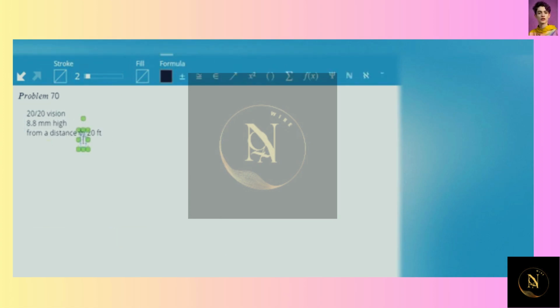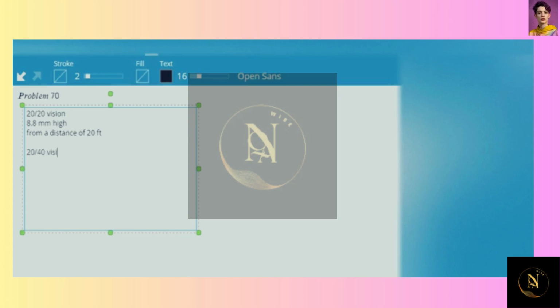So here we are. 20/40 vision means that if someone has 20/40 vision, that means that a person with 20/20 vision can see at 40 feet what someone with 20/40 vision can see at 20 feet. Another way of saying that is that if a person with 20/40 vision is at 20 feet from the letters, they would have to be twice as high. So they would have to be twice as high as a person with 20/20 vision would need them to be.